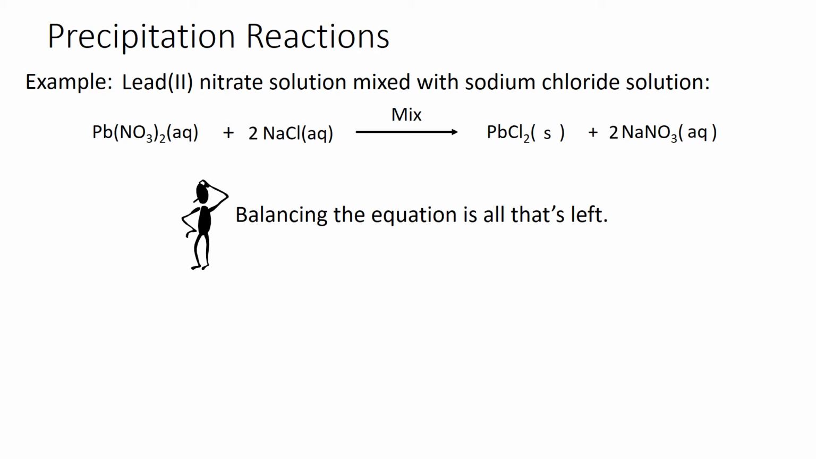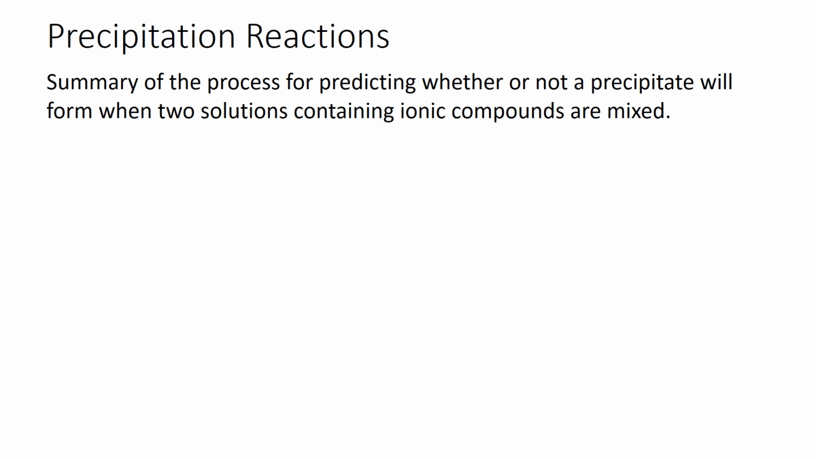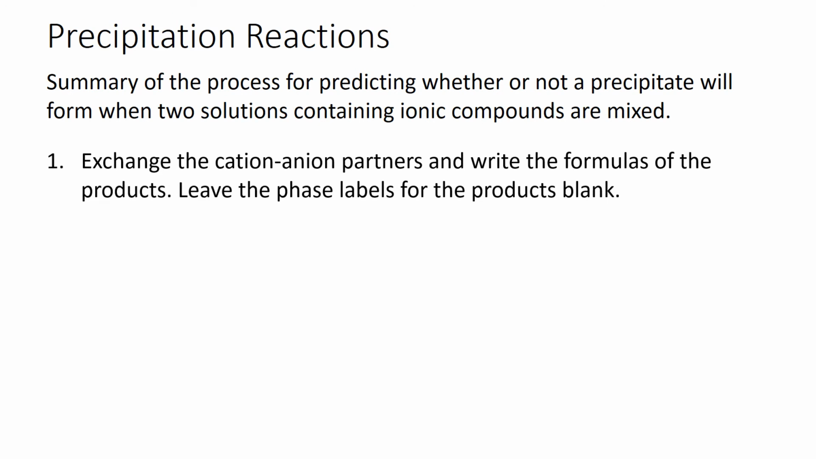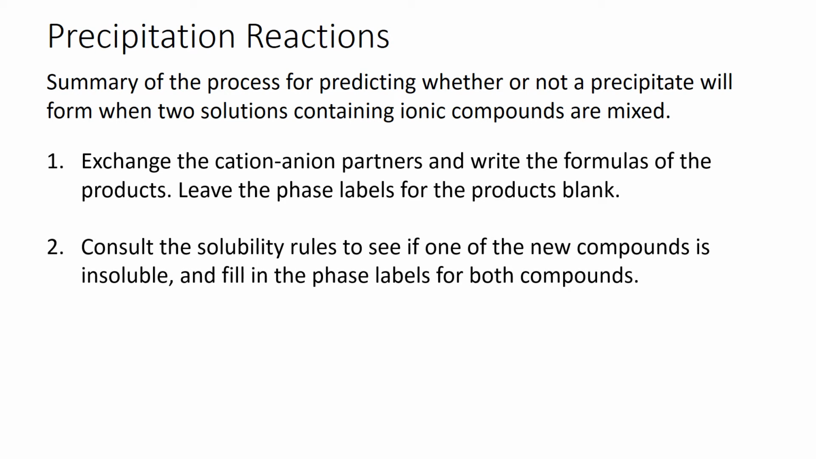So let me summarize the process of predicting whether or not a precipitate will form when you mix two aqueous solutions together that contain ionic compounds dissolved in water. Step 1. Exchange the cation-anion partners and write the formulas of the products. Leave the phase labels of the products blank. Step 2. Consult the solubility rules. See if one is insoluble, and fill in the phase labels for both compounds.